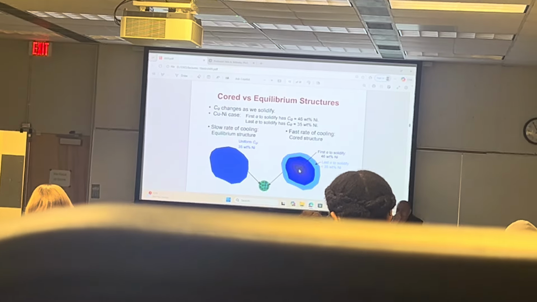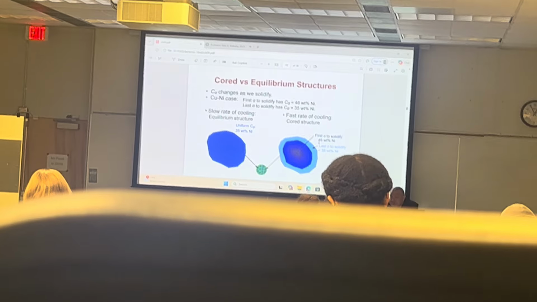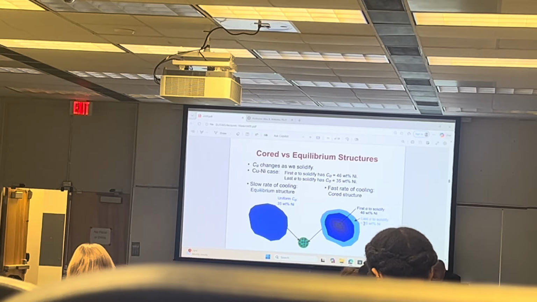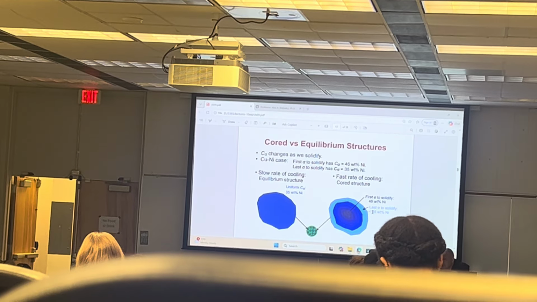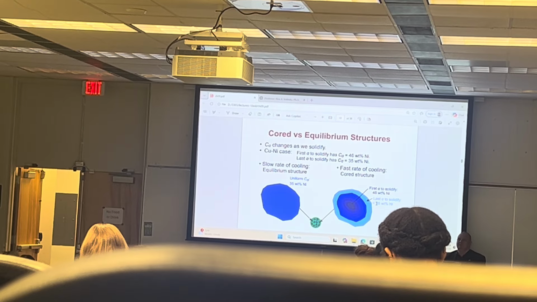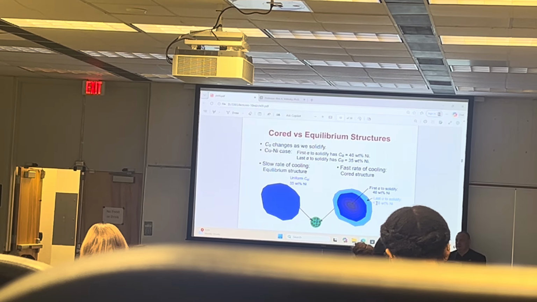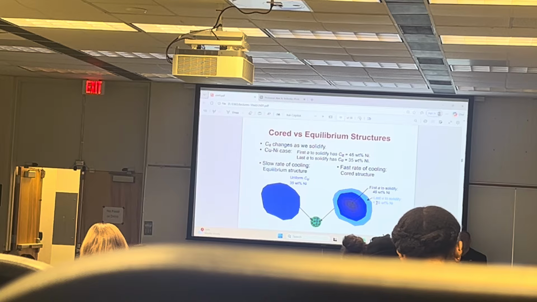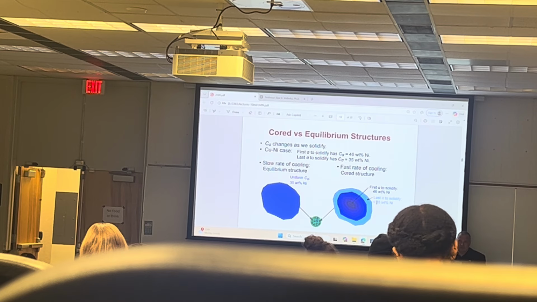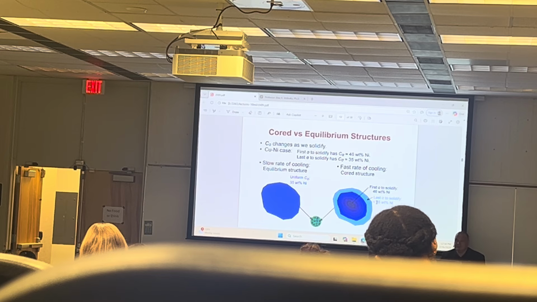And as a result, there's something that's called coring. Because this little guy in the beginning has 46% nickel. By the time it's all done and solidified, it's 35% nickel. So there's a concentration gradient, which is not a good thing. Anytime there's a concentration gradient, what does that mean? What is it causing? Concentration gradient?